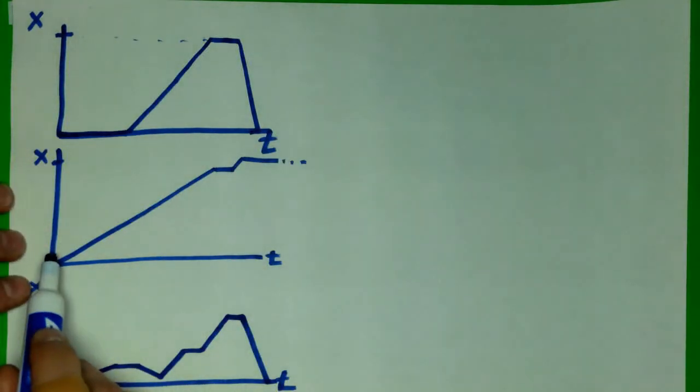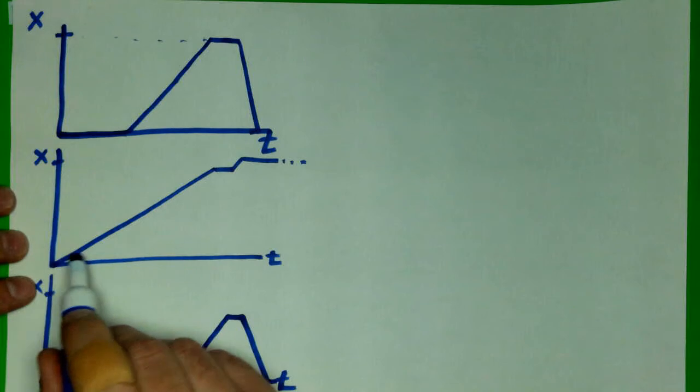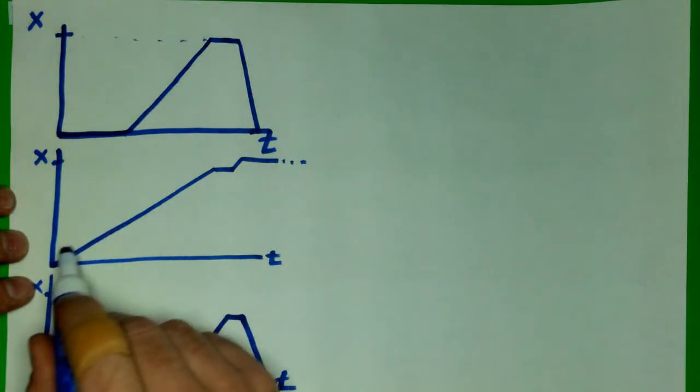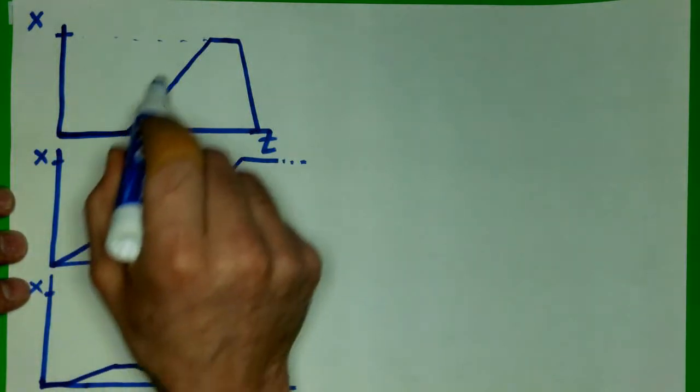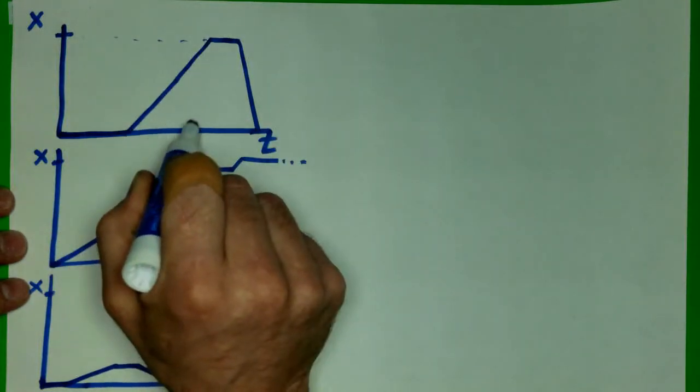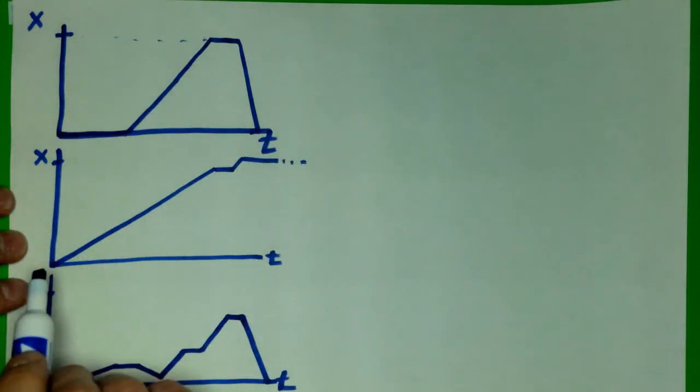All right, now this one, we've got a person who right away starts walking at a nice comfortable pace. So they're increasing their position as time increases. Not as fast as this one was. This one over a short time went a far distance. This one took a longer time, so it wasn't going as fast.